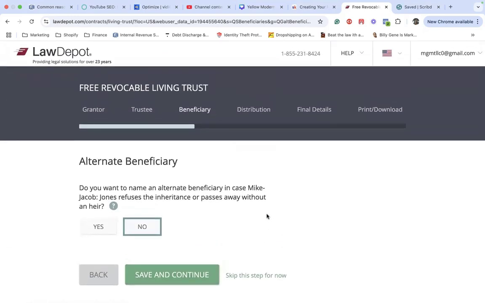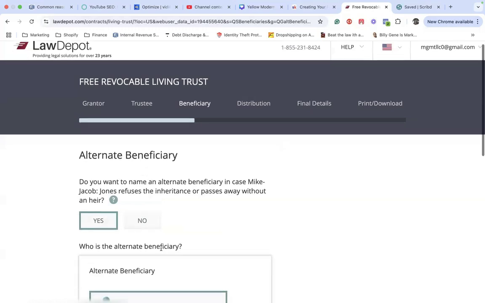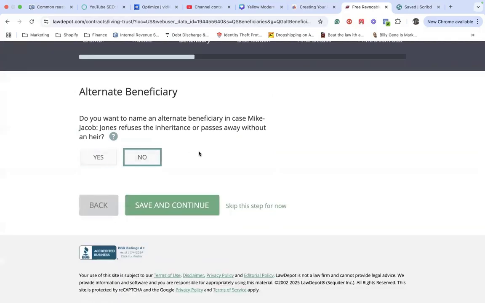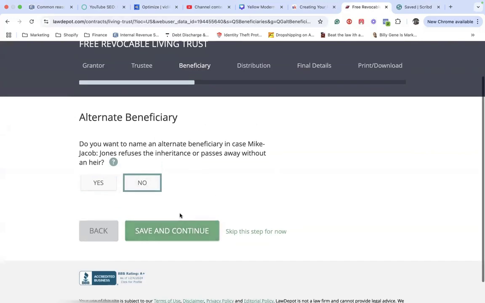All right. Now we hit continue. Now, alternate beneficiary, right? Do you want to name another alternate beneficiary? So let's say Mike, for some reason, something happens to him, you can put someone else. Say you want to do a cousin or another sibling, you can just simply hit yes, and it'll let you add an alternate beneficiary, which is okay. But in this case, for example purposes, we're just going to do one. We're just going to hit next.